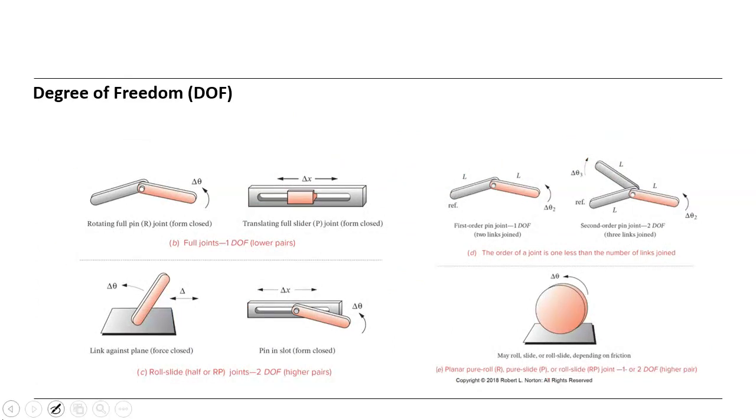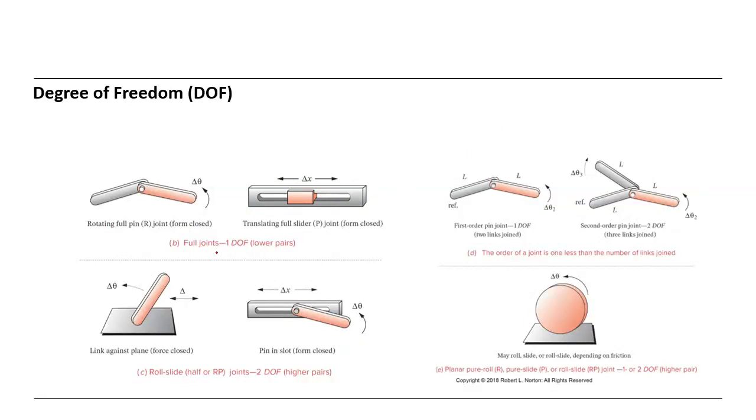So you see here some examples, and we have here a rotating full pin, a revolute joint. You see the revolute joint. Form closed. You see, form closed. Formally closed, it cannot be disassembled by itself. So then we have here a translating full slider, a prismatic joint, for example. So the motion is in the X direction.